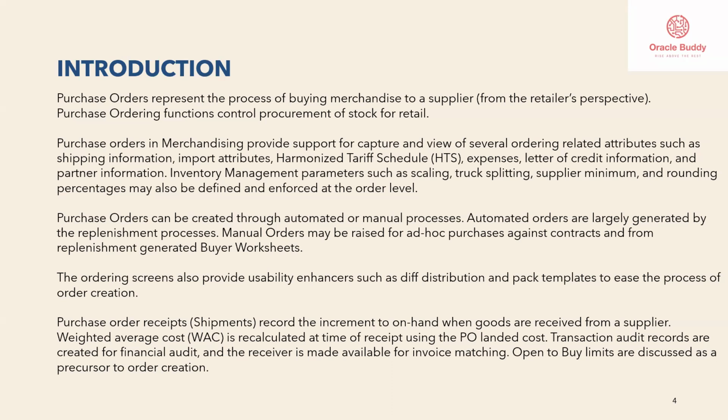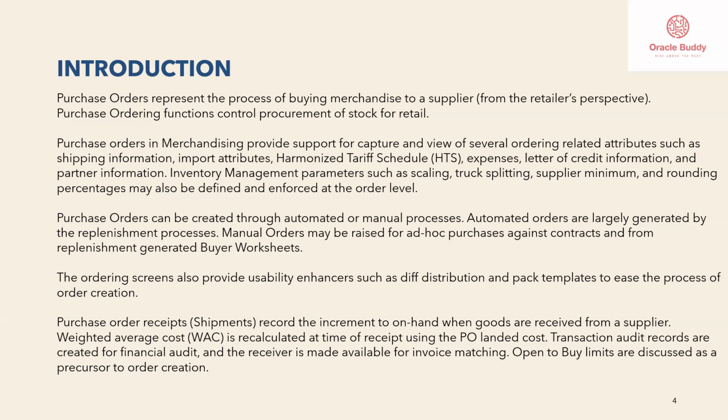Inventory management parameters such as scaling, truck splitting, supplier minimum, and rounding percentage may also be defined and enforced at the order level. Purchase orders can be created through an automated or manual process. Automated orders are largely generated by the replenishment processes, whereas manual orders may be raised for ad hoc purchase orders, against contracts, and from replenishment generated buyer work.